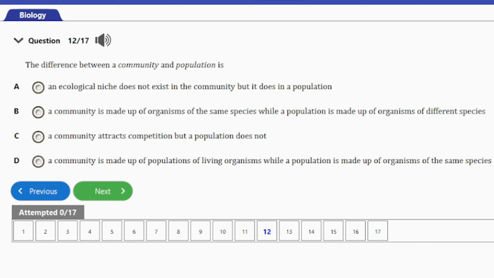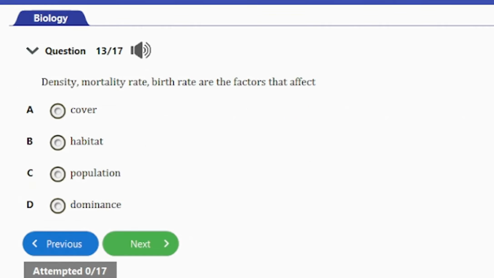So a community is a group of populations of different species which are living in the same geographical area, whereas a population is made up of organisms of the same species. And that's it for this question. Let's go ahead and consider the next question.